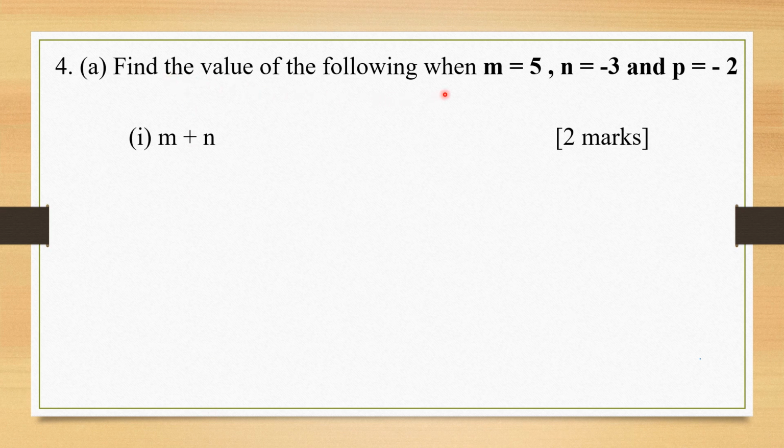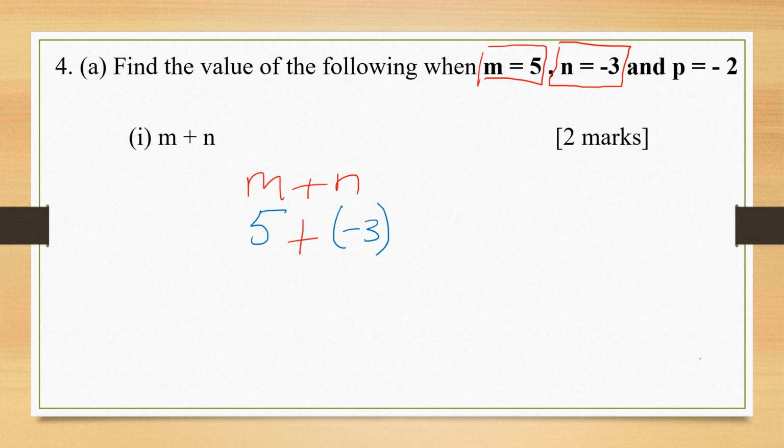Find the value of the following when m is 5, n is -3, and p is -2. m plus n. So m plus n, and m is 5. So that's 5 plus n. n is -3. So that is equal to 5. These two signs here will give us a -3, which is equal to 2.